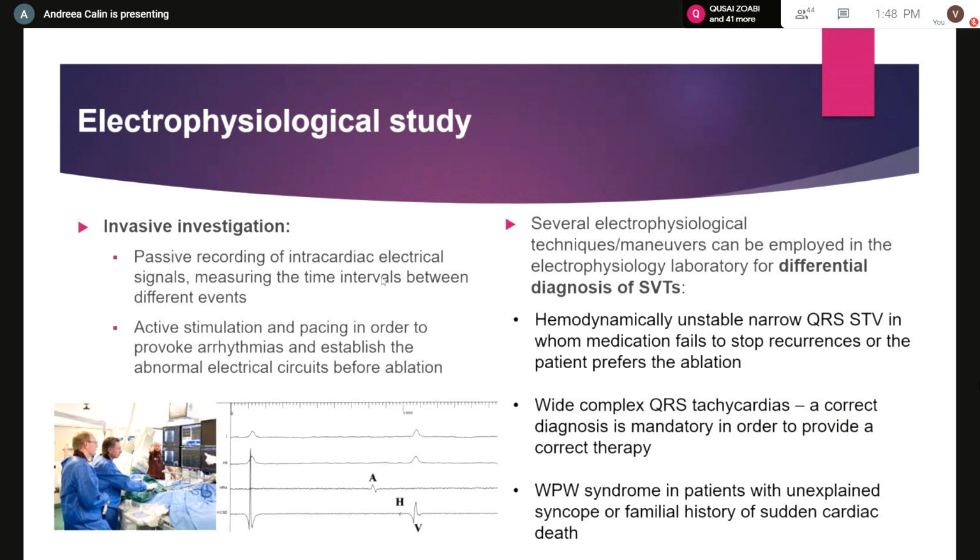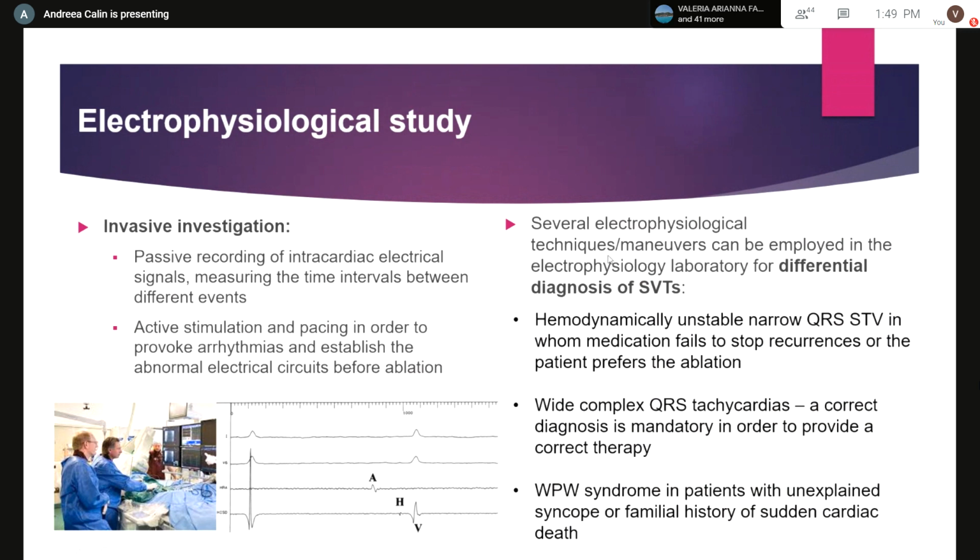The electrophysiological study is the ultimate investigation that gives us the clue of the diagnosis. It's an invasive investigation. It uses catheters that are inserted through the cardiac chambers to perform a passive recording of intracardiac electrical activity, measuring the time intervals between different events, or to perform an active stimulation and pacing in order to provoke arrhythmias and establish the abnormal electrical circuits before ablation.